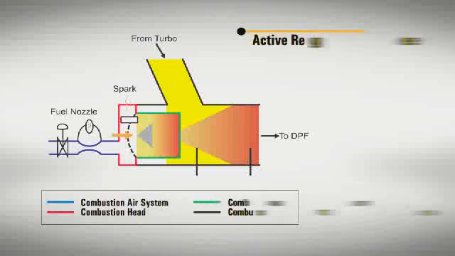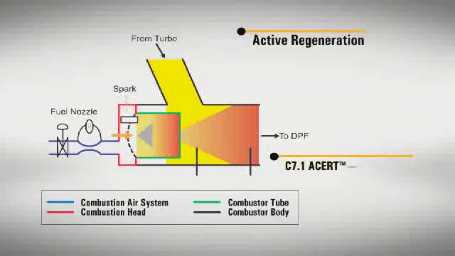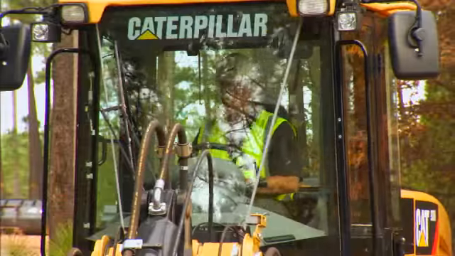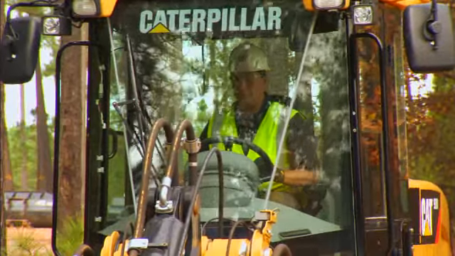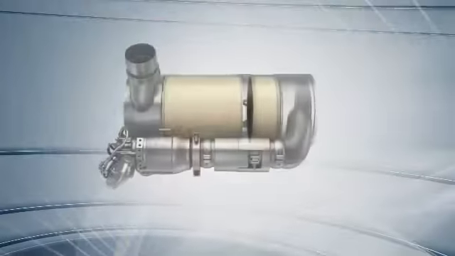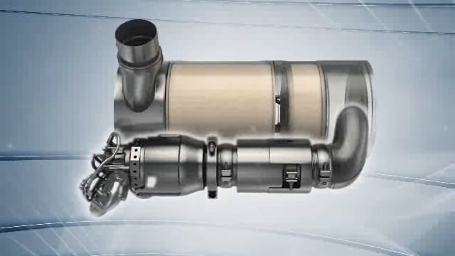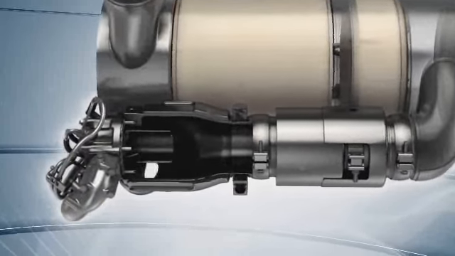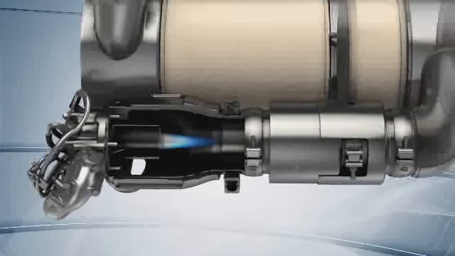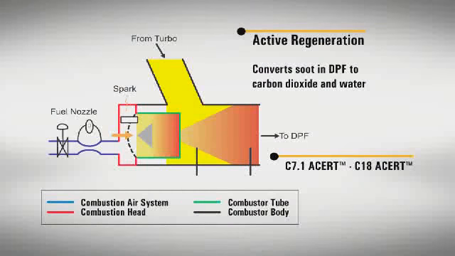Active or high-temperature regeneration used on the CAT C7.1 ASSERT to the C18 ASSERT engines requires a supplemental heat source for regeneration. The CAT Regeneration System, or CRS, fits ahead of the DPF canister on the Clean Emissions Module. This device has its own source of combustion air from the turbocharger, diesel fuel from the machine's fuel tank, and spark ignition. During regeneration, exhaust flowing through the CRS is heated, which oxidizes the soot in the diesel particulate filter and converts it into carbon dioxide and water.